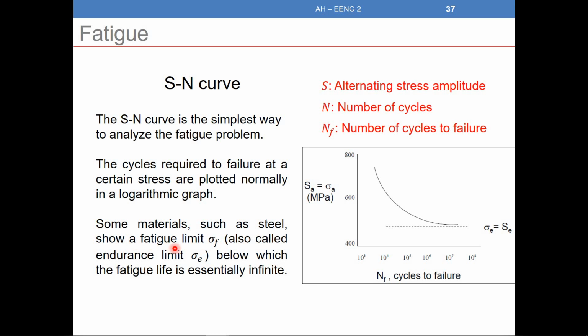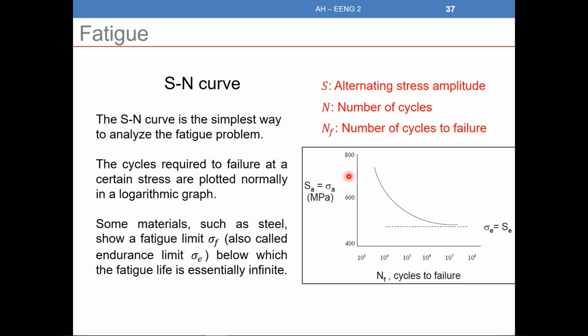Some materials such as steel show a fatigue limit, sigma f, or endurance limit, below which the fatigue life is essentially infinite. So let's understand this curve. What's the mean, for example, 600? If I take 600, I will have, let's say, 10 power 4. What does this mean? This means that if I take this specimen, like the previous example, I put a stress of 600 megapascal, and I do an alternating stress from 600 to -600. I will need to wait 10 power 4 cycles, so 10,000 cycles. I need to do this 10,000 times before I have the fracture.